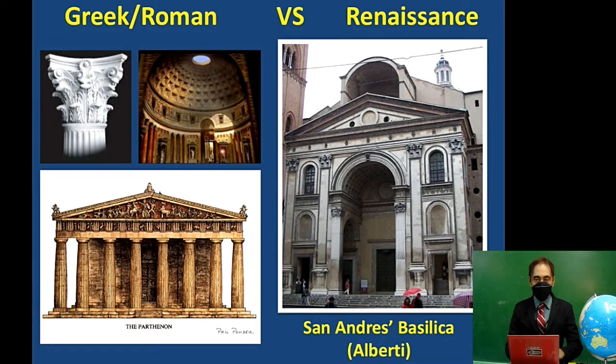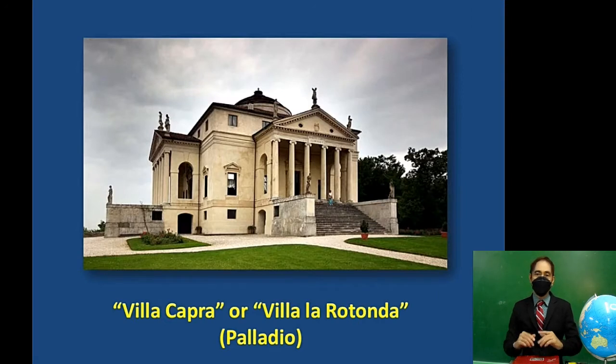decorated architecture during the Greek period, employing the Doric order. The Renaissance architecture employed by Romans uses arches in openings and entrances. The Villa Capra or Villa La Rotonda by Palladio.